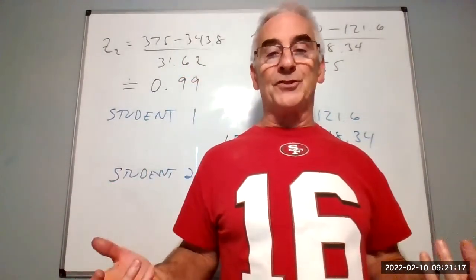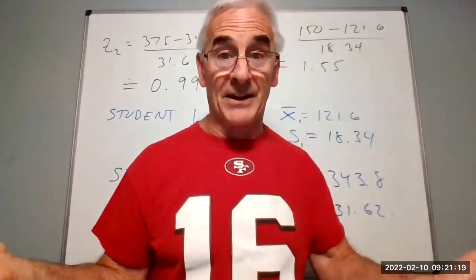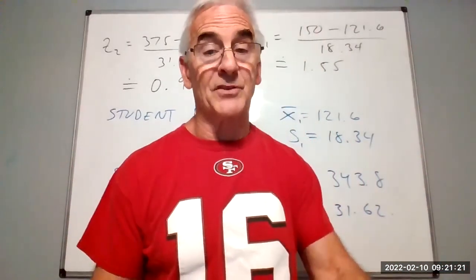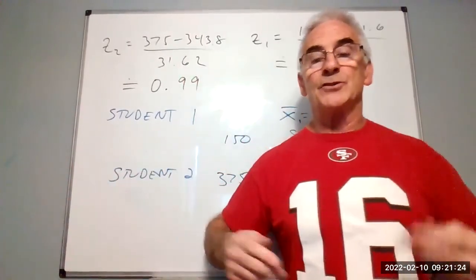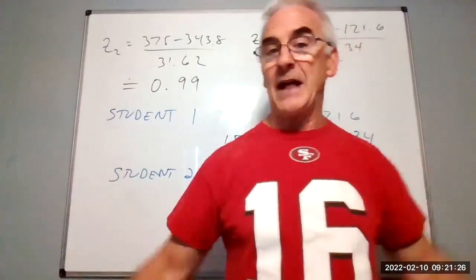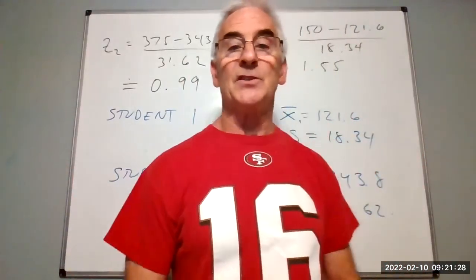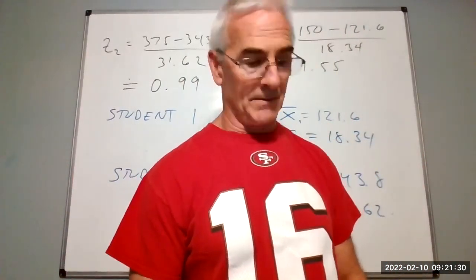So that question of how do you compare people from different eras, it's a difficult question. There's no right answer, but this is a starting point. If I want to compare results from different classes even, then comparing Z-scores is probably the safest way of doing it.